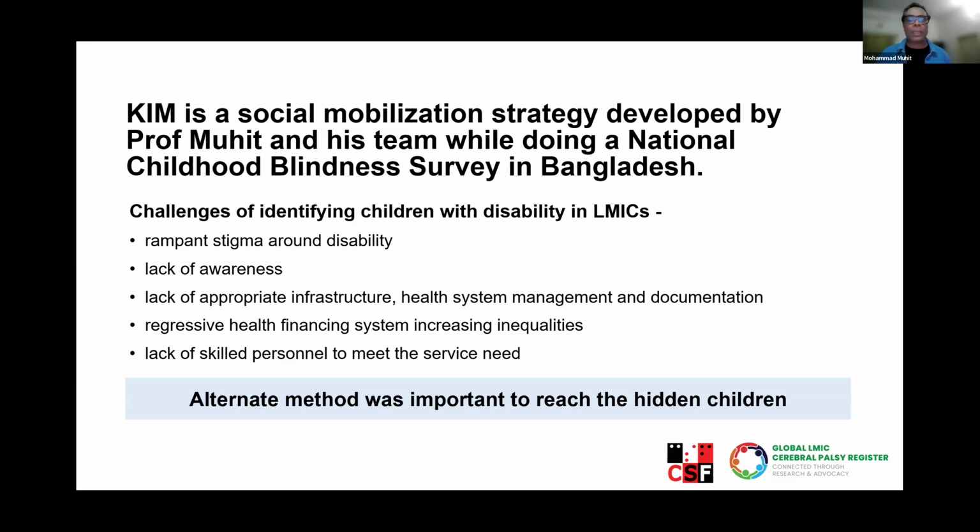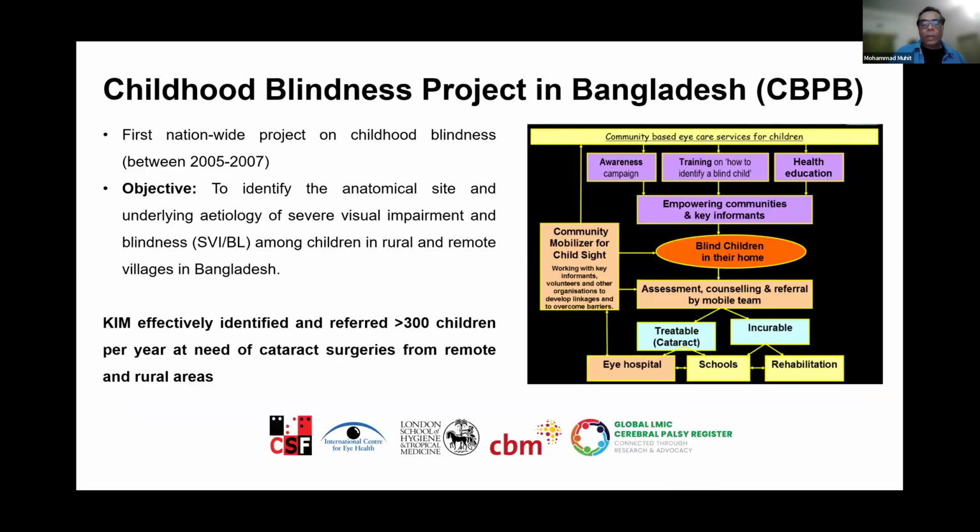So we did a mapping and we identified some particular group of people in every community who are the key informants. And during the childhood blindness study, using those key informants, we tried to develop this system, which is graphically represented here. First, to go to these people, identify them, map them, and provide them with information.